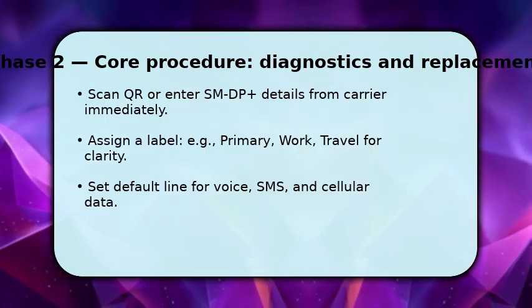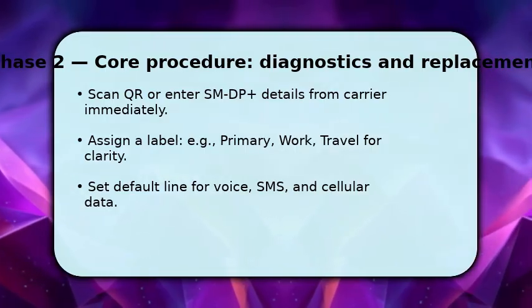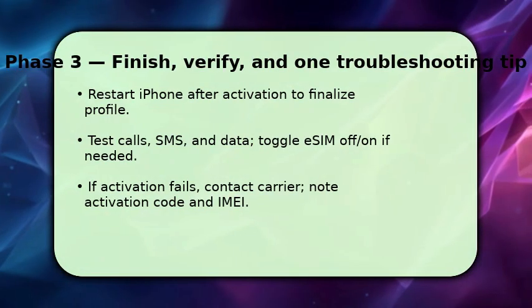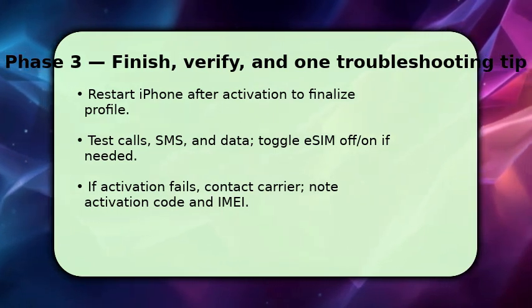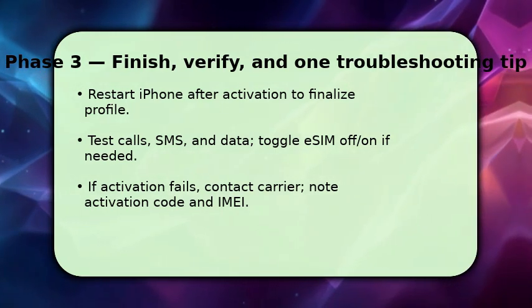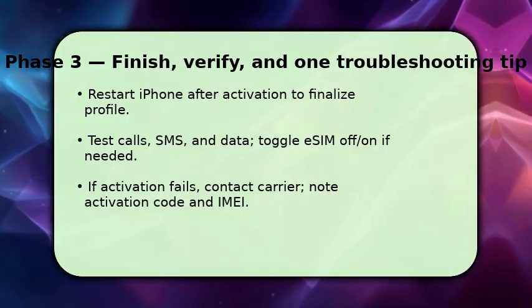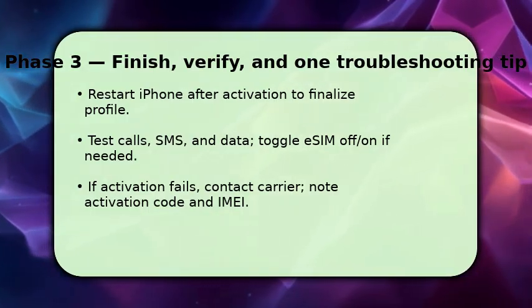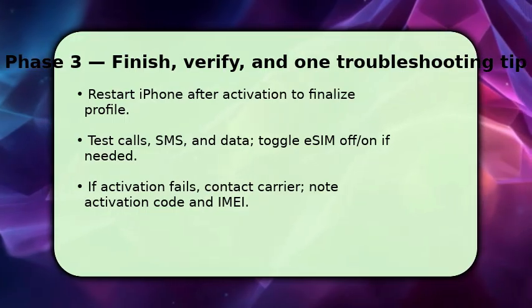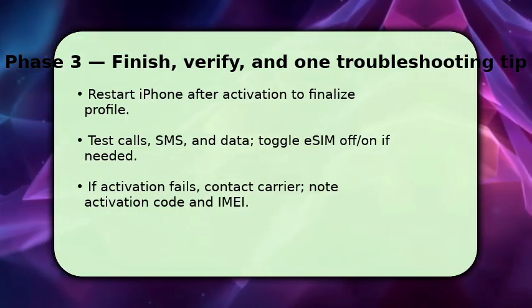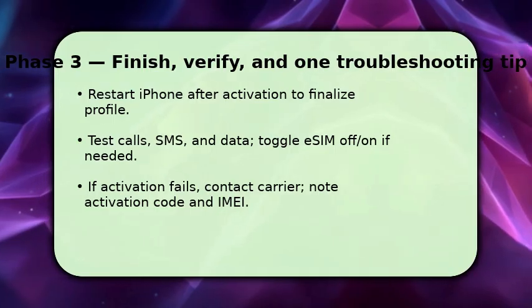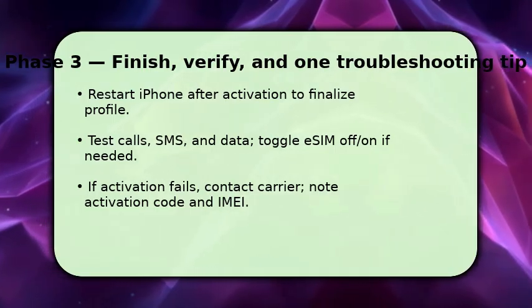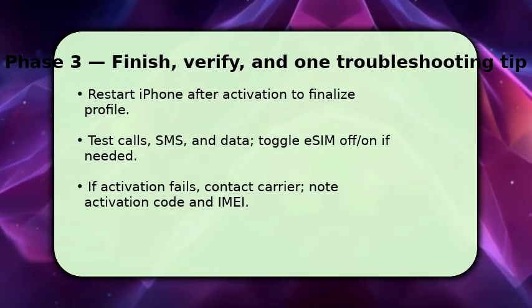Now finalize the setup and verify everything works. Restart the iPhone to ensure the eSIM profile is fully integrated. Then make a test call, send an SMS, and browse to confirm data. If something fails, toggle the cellular plan off and on in settings, then restart again. If problems persist, contact your carrier with the activation code and your iPhone model ready. This speeds resolution. One tip: if the QR won't scan, enter the SM-DP+ address and activate.